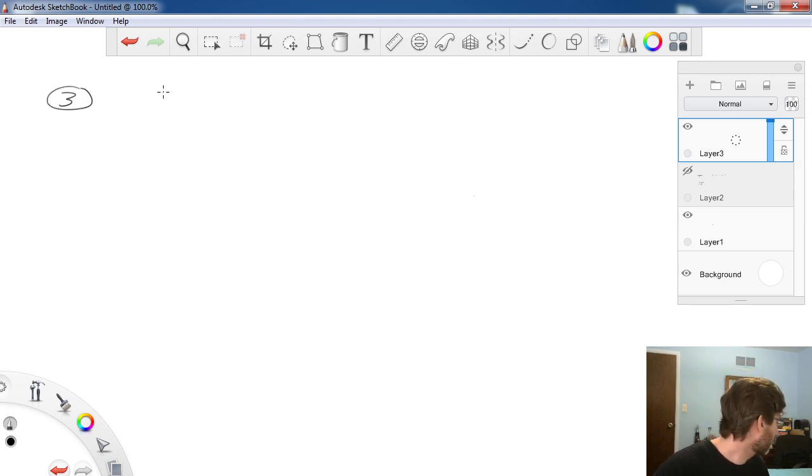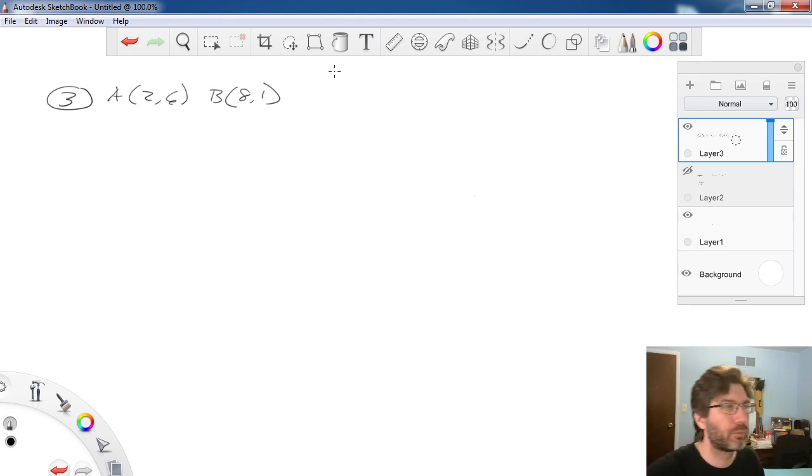So look at number 3 in your homework. Point A is at 2, 6, and point B is at 8, 1. Now your homework's asking you just to find the slope, but we'll find the y-intercept too. Remember, slope, or m, equals change in y, y2 minus y1 over x2 minus x1.